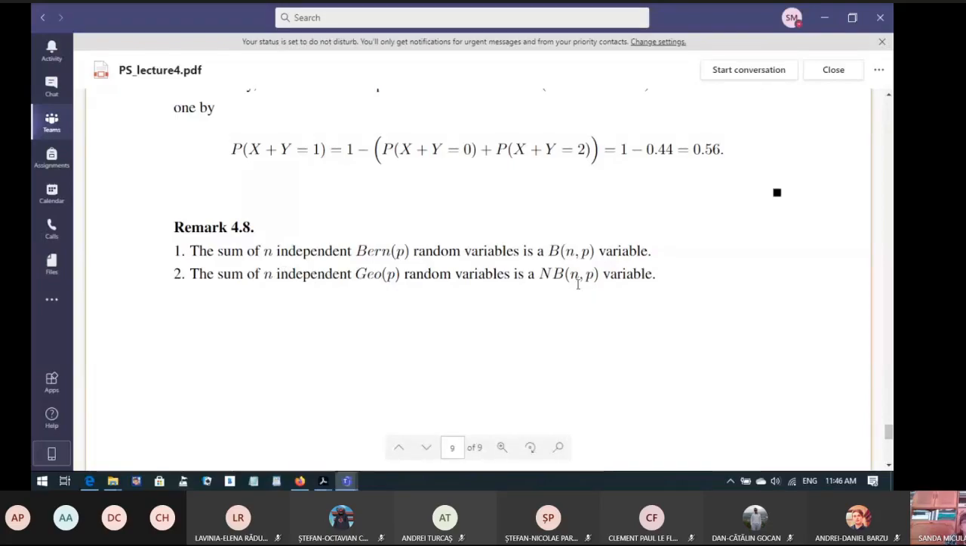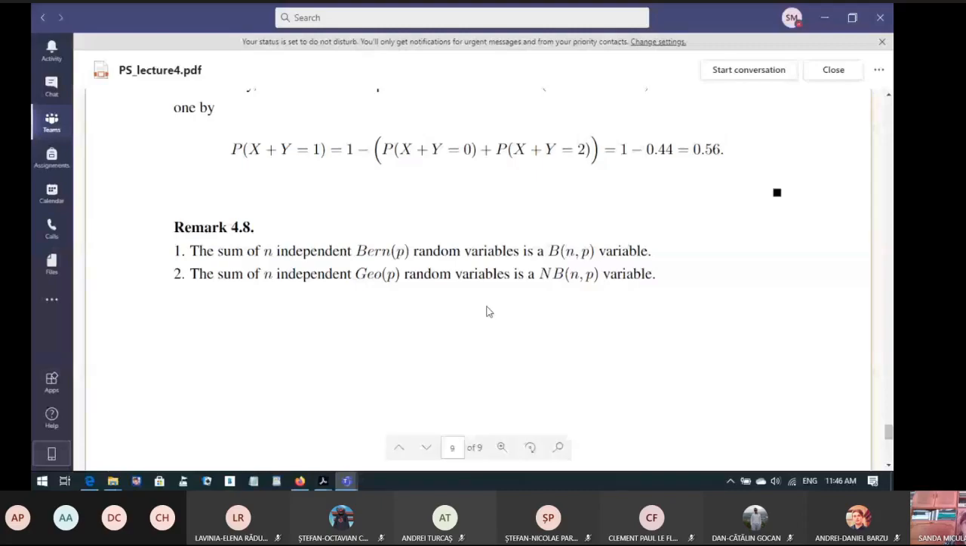relationship between geometric and negative binomial. Again, geometric was the particular case of negative binomial when n equals 1. A number of failures before the first success. Negative binomial, number of failures before the nth success. Again, we can do them one at a time and add them. First, we get the number of failures until the first success. That's a geometric variable. Then the number of failures until the next success, the second one, another geometric variable, and so on until we get to the nth success.